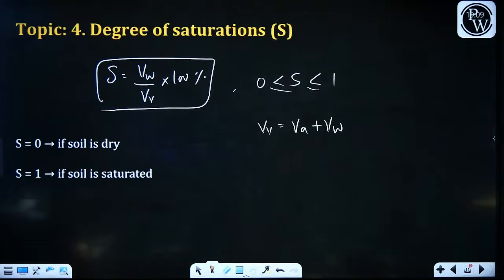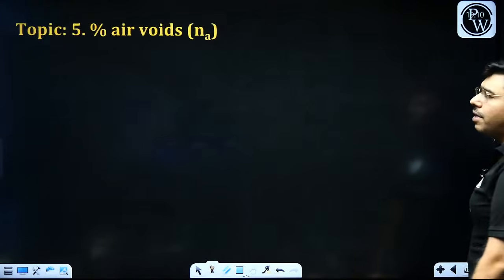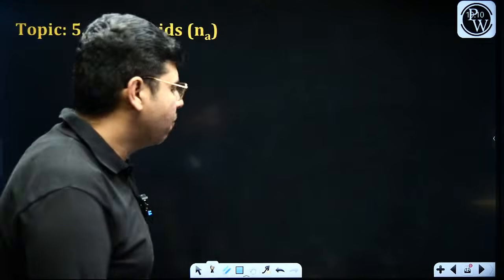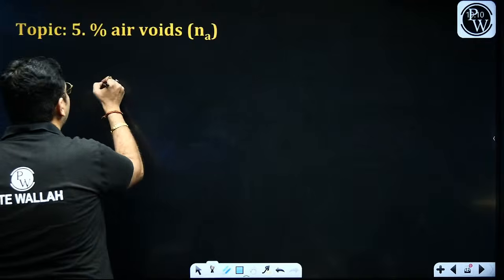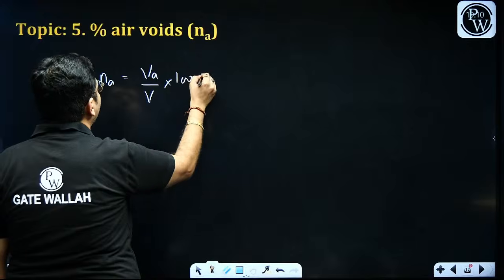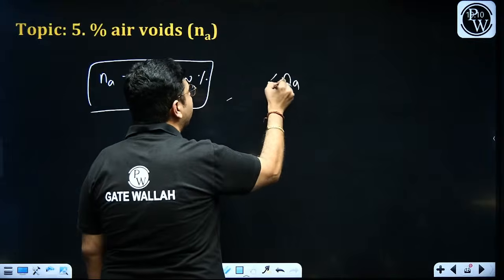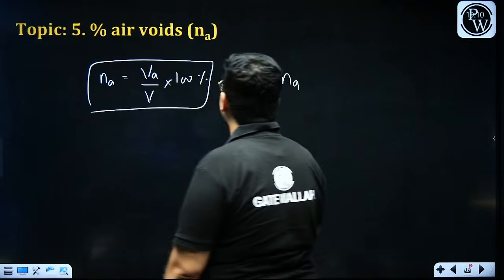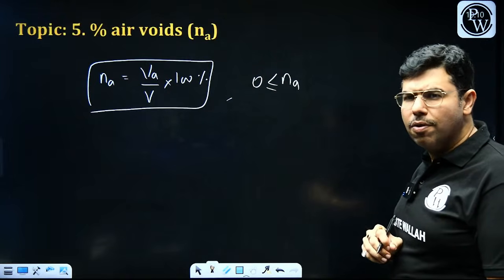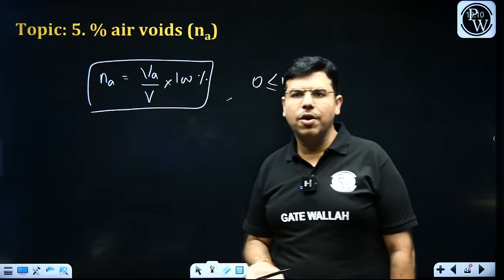Got my point? Let's see the next definition. Next definition is about percentage air voids. It tells me how much percentage of air is in the total volume of soil. So Na is defined like this: volume of air divided by total volume of soil into 100, and answer will be in percentage. Na can be equal to 0 when the soil is completely saturated. In that case, the volume of air will be 0, but Na cannot be greater than 1 because denominator will always be greater than numerator.